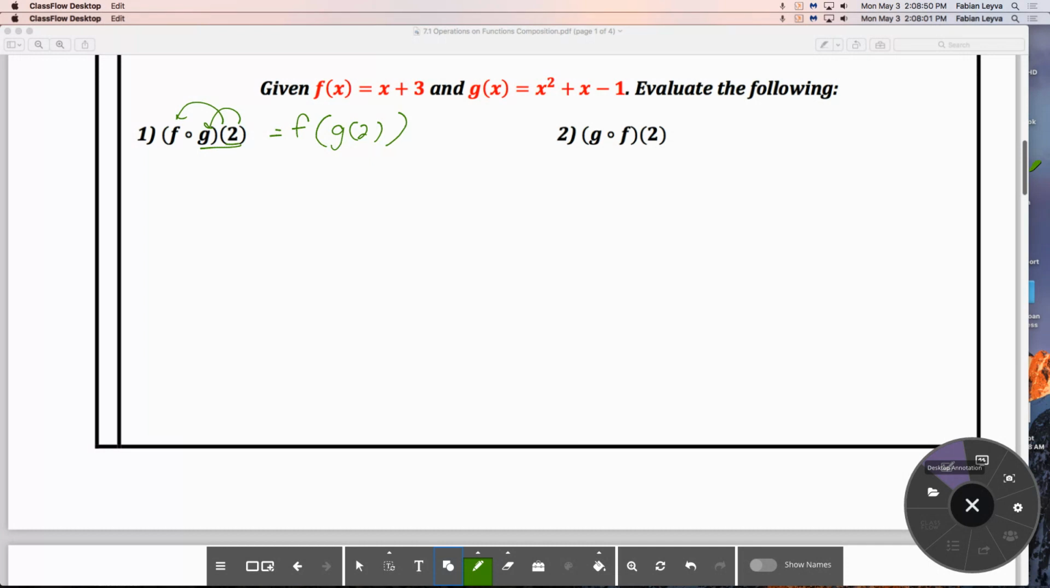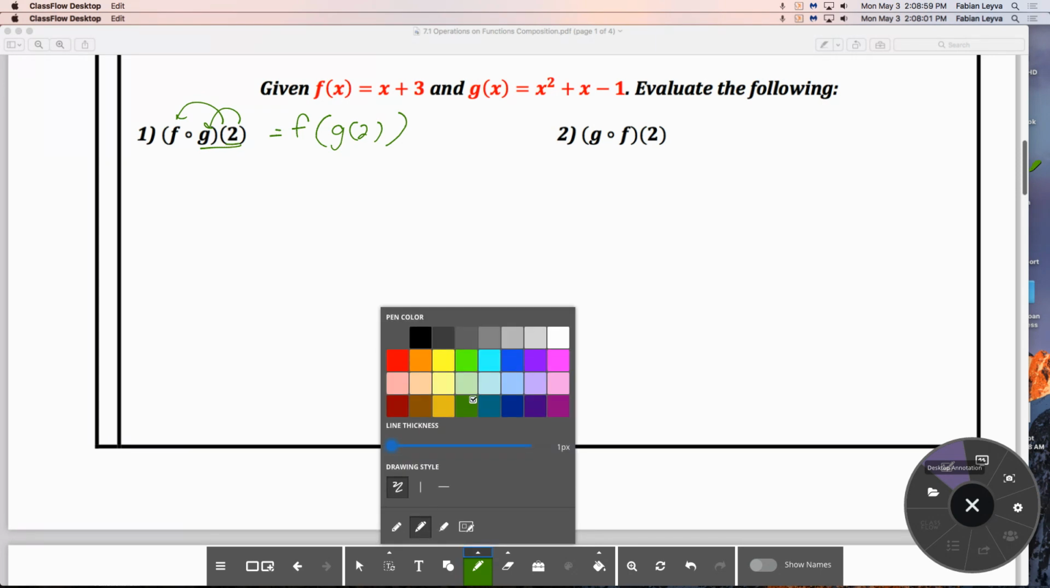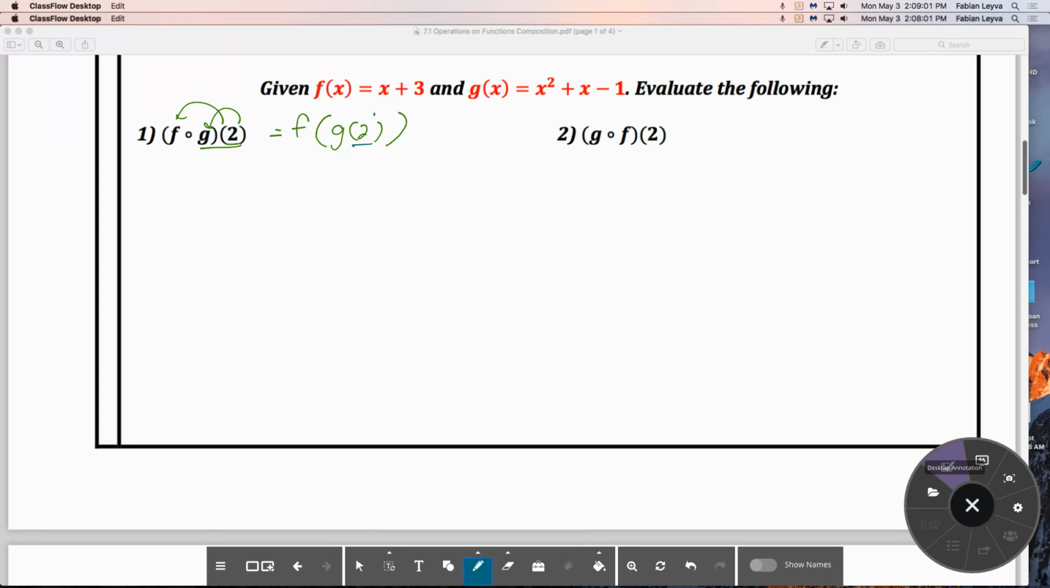So that's what I literally do. Take the input, parentheses, g, parentheses, f, and then all of a sudden, for some reason, this makes complete sense to me. I know I'm going to start off with plugging a 2 into the g function. Well, let's go ahead and do that.